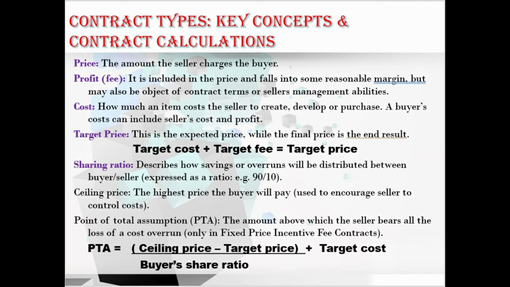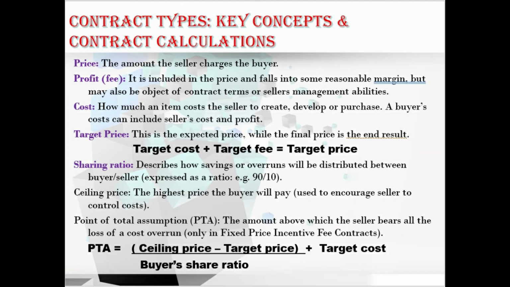Okay, let's move to the PTA. What is PTA here? Point of total assumption. That is the amount above which the seller bears all the loss of cost overrun. We have the formula: PTA is equal to (ceiling price minus target price) divided by buyer share ratio, plus target cost. Okay, fine. Hope you understood about all the inputs of the plan procurement management.